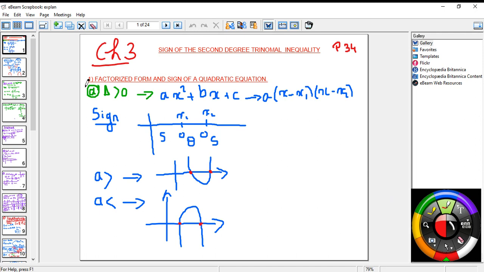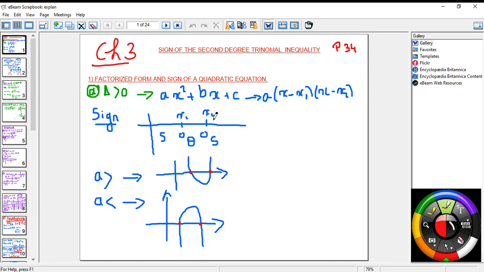So first, when I have delta positive, it means I have two roots, x1 and x2. And I told you, if x1 is a root, then x minus x1 is a factor. If x2 is a root, then x minus x2 is a factor. And how do we factorize the equation ax squared plus bx plus c? Here, a times x minus x1 times x minus x2. Okay? Now, how do we study the sign of a quadratic equation? The rule is, I need to find the roots when I'm working with delta positive.